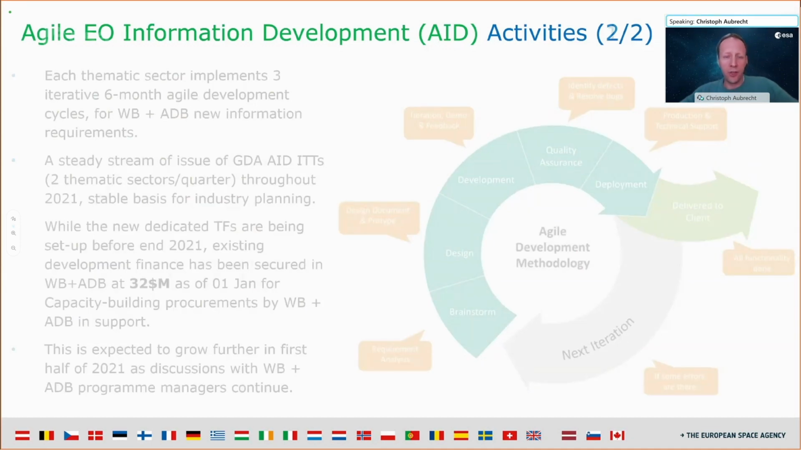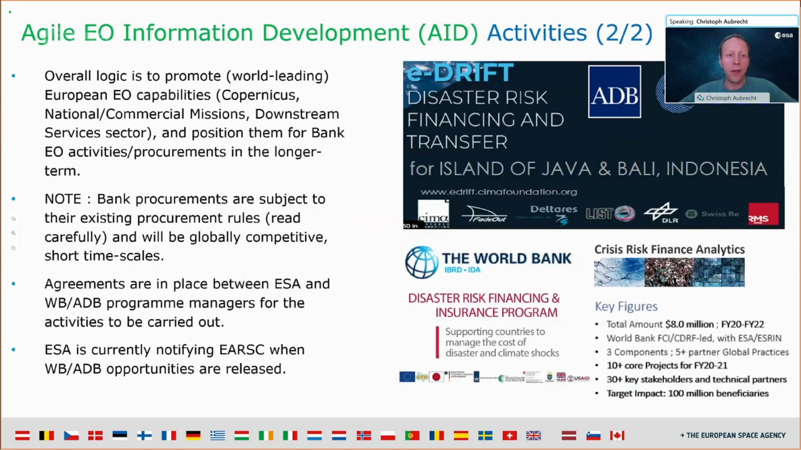The overall logic, of course, of the program is on the one hand to promote the European Earth observation capabilities, which are world leading, specifically in the context of Copernicus, the national missions, and the downstream value adding service sector. And we aim at positioning them for dedicated bank activities and procurements in the longer term. So we kind of try to open up a market, grow the segment in the banks, and for Europe to be positioned in the best possible way.